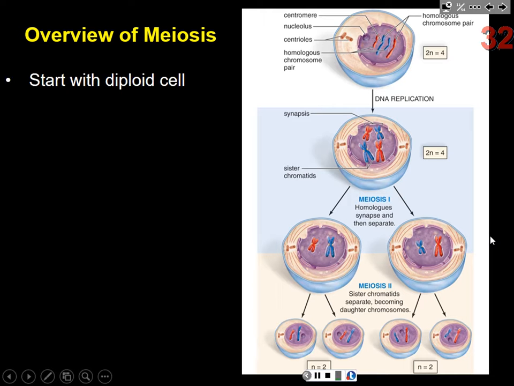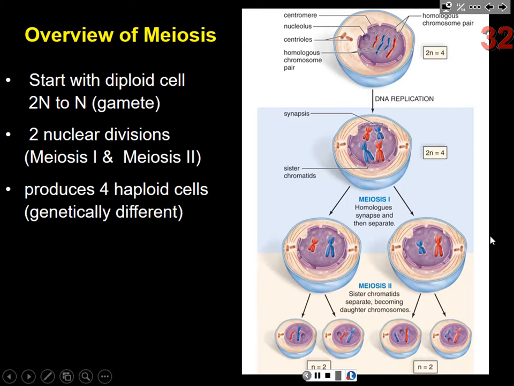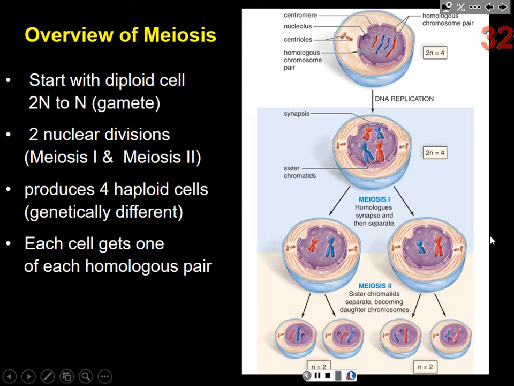Okay, let's get it in your notes. We start with a diploid cell. We're going to go from diploid to haploid. We're going to do it in 2 divisions, meiosis 1 and meiosis 2. We are going to produce 4 haploid cells. They're all going to be genetically different. Each cell is going to get 1 from each homologous pair.